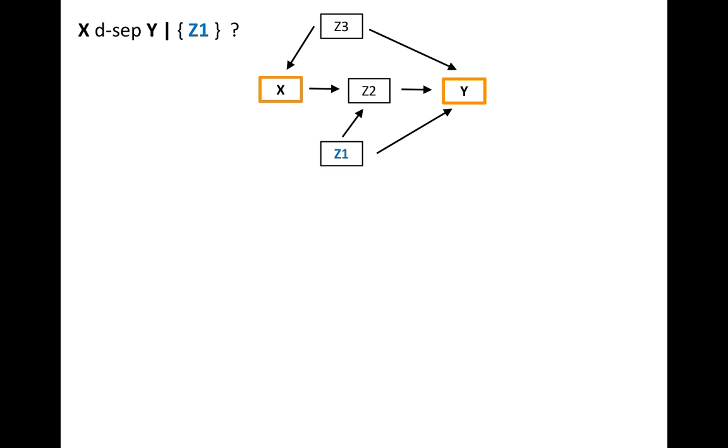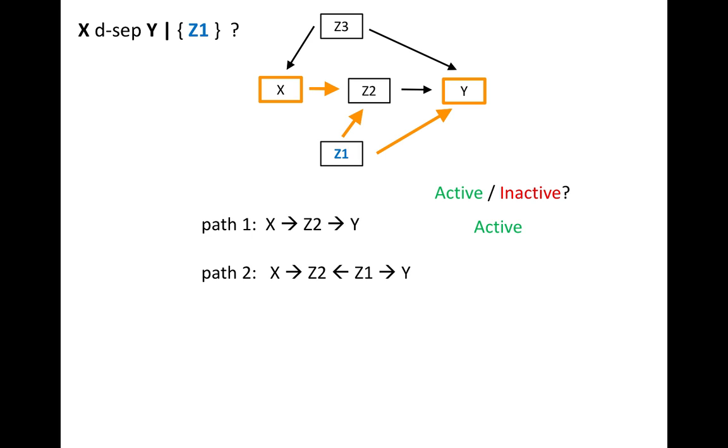Let's change the conditioning set, but ask the same question. Are x and y d-separated by z1 in this graph? Again, we need to consider all the paths from x to y and categorize each as active or inactive. Is path 1, which was active relative to the empty set, still active relative to the set z1? Since z2 is a non-collider, and since conditioning on z1 does nothing to flip it, the path is still active. Is path 2 active? Now both nodes are inactive, so the path is inactive.